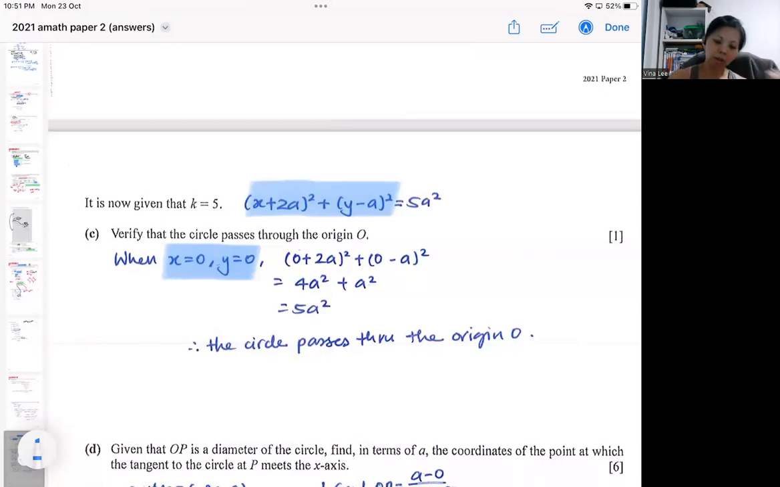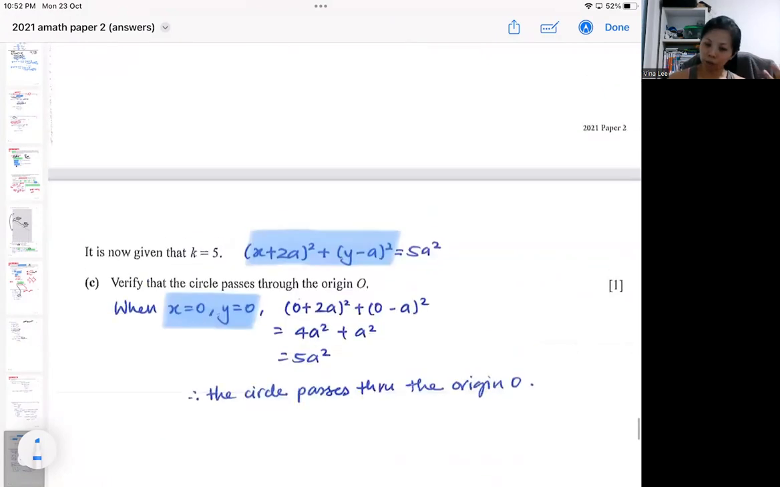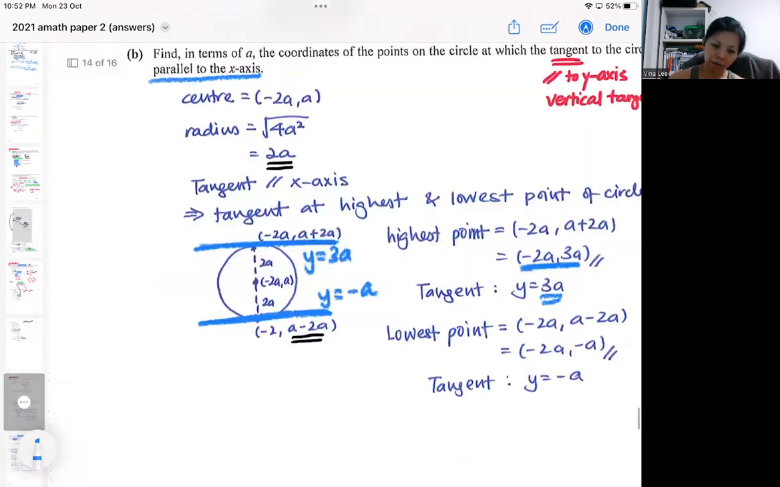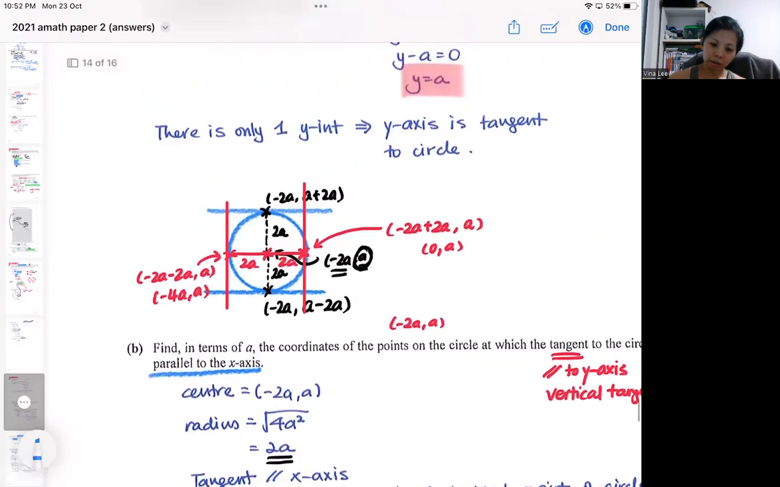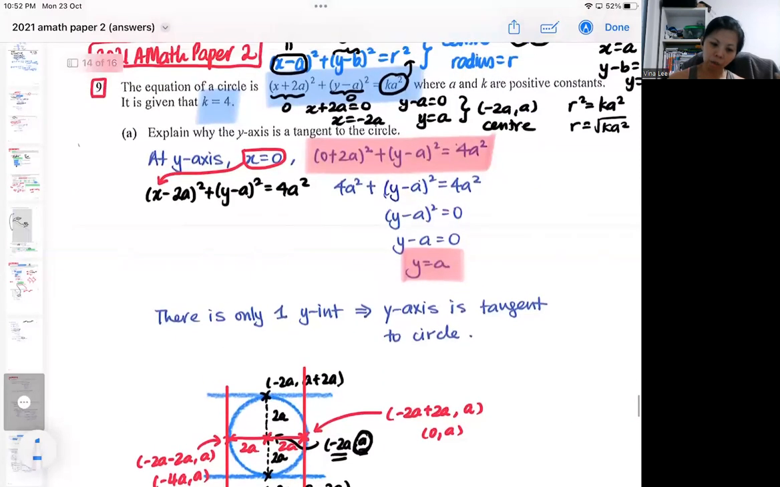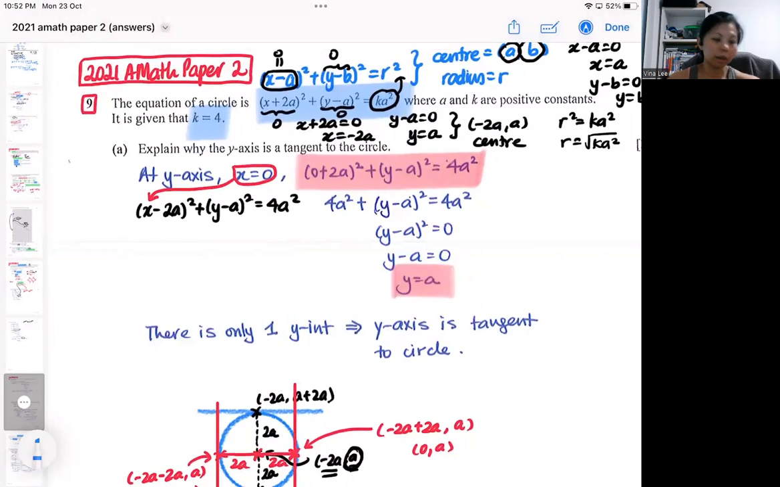Now, the next one, you are given OP as a diameter. I'm supposed to find the coordinate where the tangent at P meet the x-axis. So a lot of you will get mind blocked because there's no diagram. Okay, and then you may be thinking like, where is the point P?